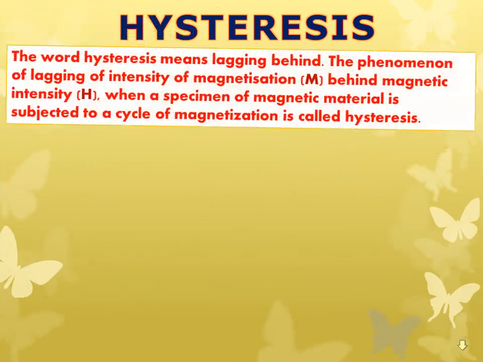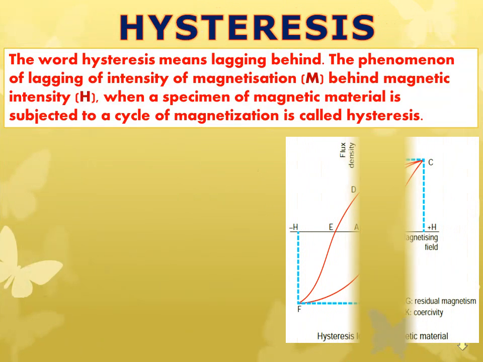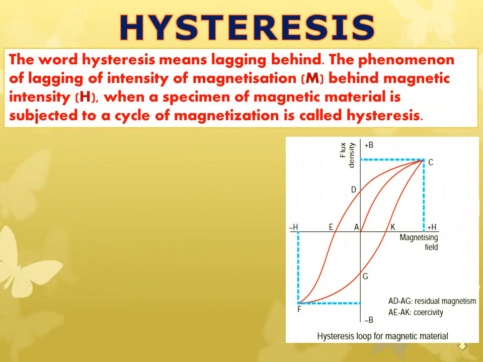Like this, in magnetism also, there is a hysteresis in nature. The word hysteresis means lagging behind, and the phenomenon of lagging of intensity of magnetization M behind the magnetic intensity H when a specimen of a magnetic material is subjected to a cycle of magnetization is called hysteresis. Let me show the cycle of this magnetization. See here, you can see the cycle of magnetization.